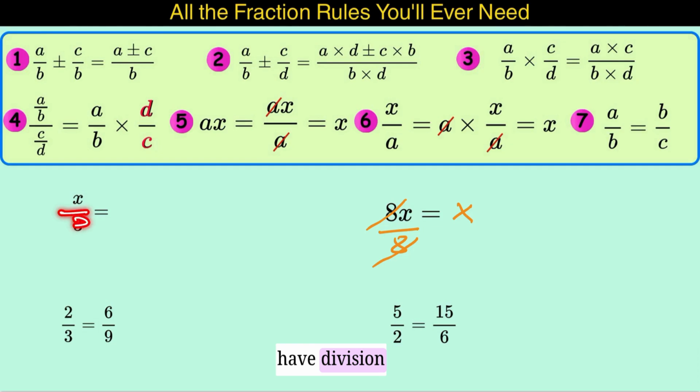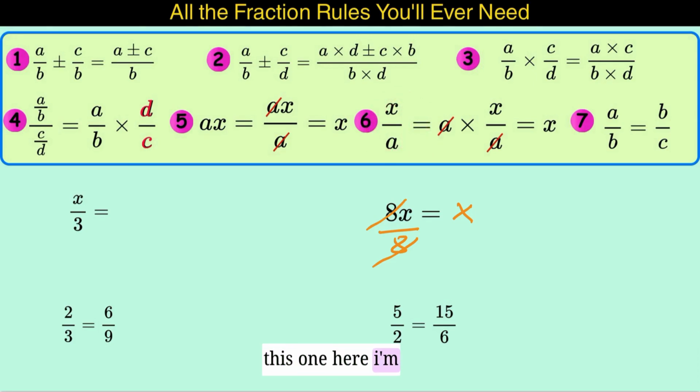Now rule number 6 is the opposite. You have division, you have x, but there is a number at the bottom. To get rid of it, now you're going to do multiplication. Look, here is x over a, but I'm going to multiply by a, by the same number. Here we are dividing by the same number, a. Here we are multiplying by the same number. Don't multiply by something else. It's the same number. So remember, when you have multiplication, you divide. When you have division, you multiply.